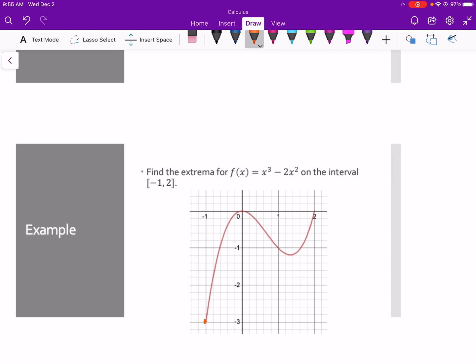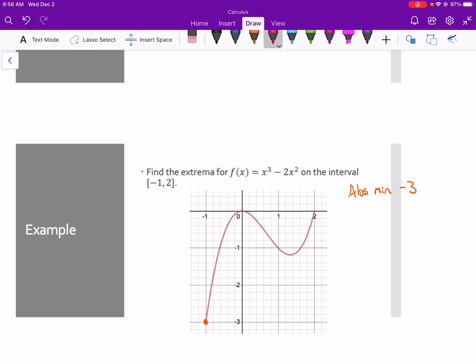And I noticed that right here is the lowest point on the entire graph. So that means it's an absolute minimum. The absolute minimum itself is -3, but it occurs at -1. If you just gave me the point -1, -3, that is also fine.